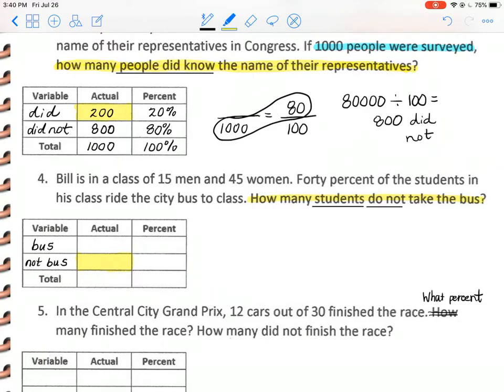So let's see what we have to work with. We have 40% ride the bus to class. So I can say, okay, that's a percentage and that's bus, so this is 40. And we know that the 100 is built in. That's a percent problem. So 100 minus 40 is 60.